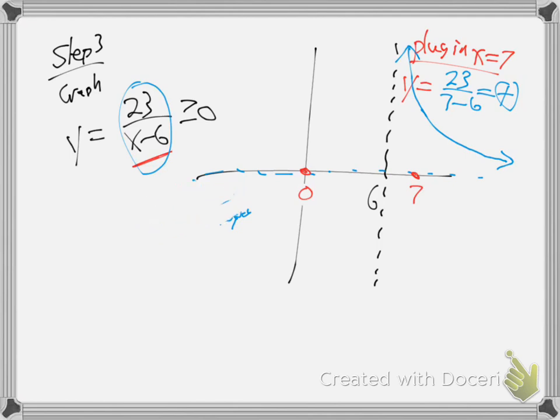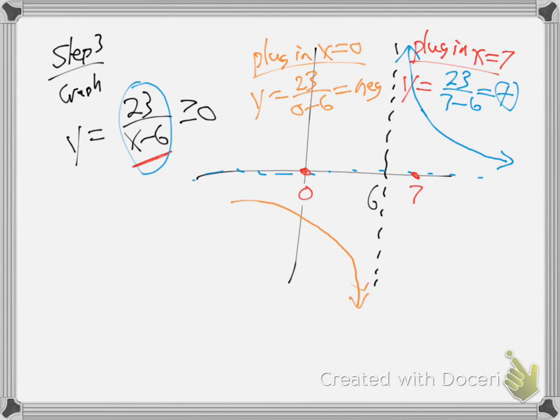Anyway, so now how about the left section? Is it going to be above or below in the left? Well, let's plug in 0. Plug in x equals 0, which is a point in the left section. So what do you get? y equals 23 over 0 minus 6, which is negative, isn't it? Positive over negative, negative, which means the graph must be going down to negative infinity at the vertical, because you always go up or down. If it's negative, it's down.